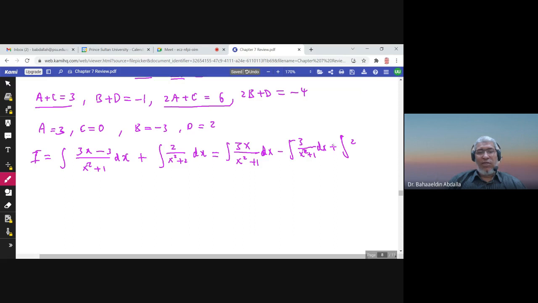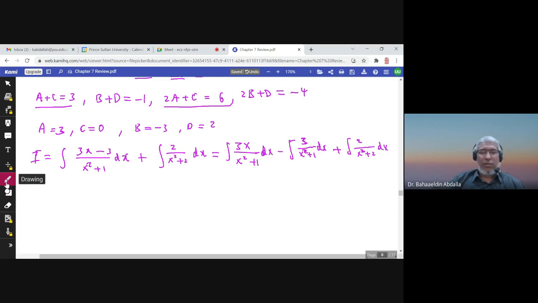Well, can I add these two, isn't it? I have negative 3 plus 2, so it would be just negative 1. There is no need to evaluate this integral twice. All right? No, I can't, because the denominator is different. So this is negative 3 over x squared plus 1, but this is 2 over x squared plus 2. So I cannot add these two.